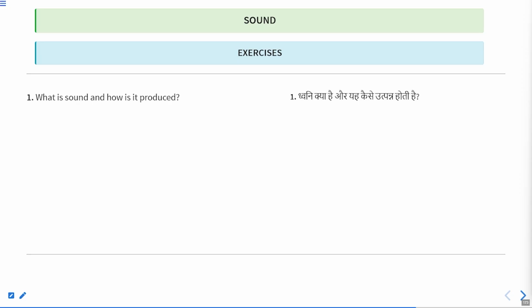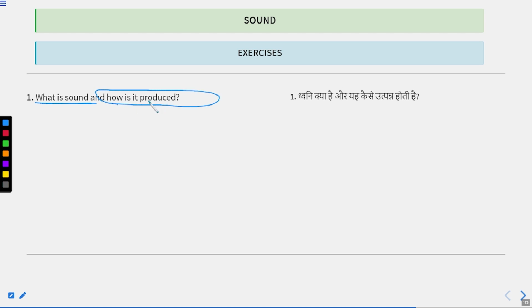So in today's class, we are going to start the NCERT exercise of class 9 sound chapter. And question number first is, what is sound and how it is produced? So what is sound? We all know that sound is a form of energy which enables us to hear, or sound is a form of energy which gives a sensation of hearing.